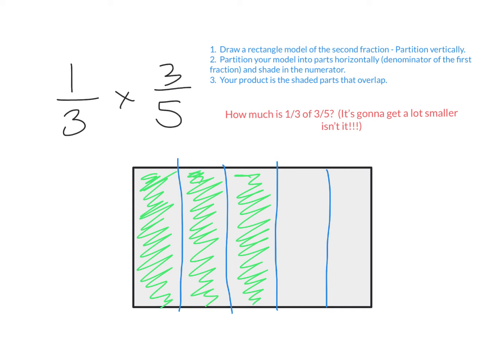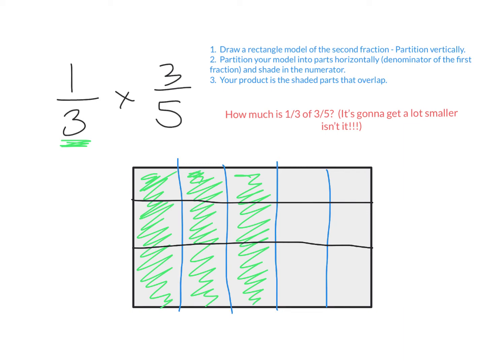Step 2 says partition the model below into parts horizontally, using the denominator of the first fraction and shade in that numerator. Okay, so I have to partition it into thirds because it says thirds right there. Now I'm going to change colors, and I'm going to draw it in black, and I'm going to partition this thing into thirds going horizontally. So 1, 2, and there's my thirds. I didn't do it very evenly, but that's all right.